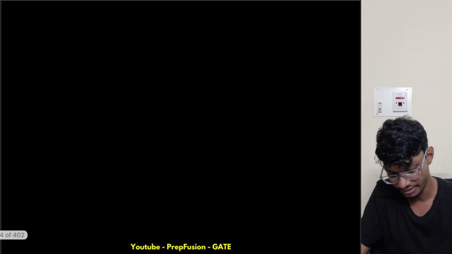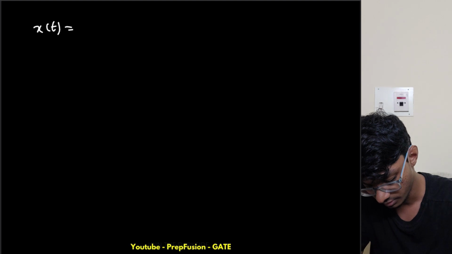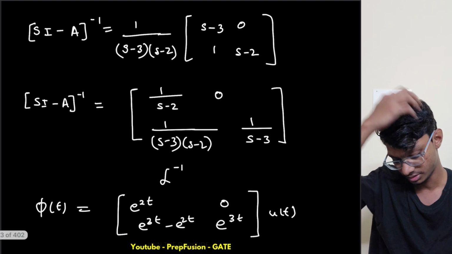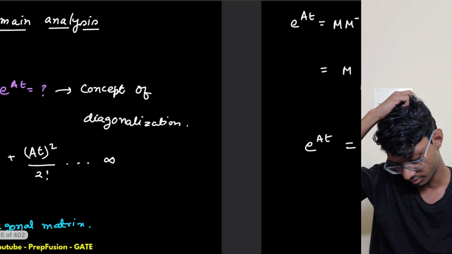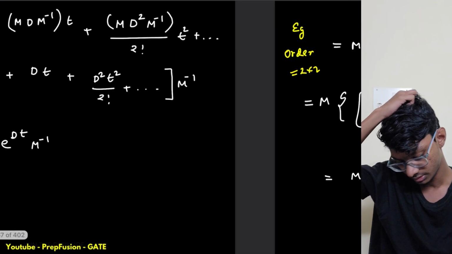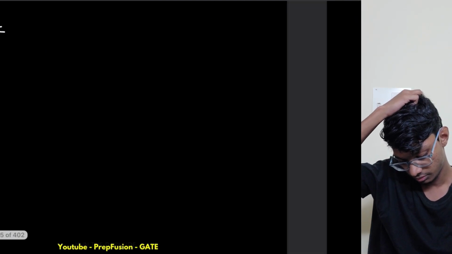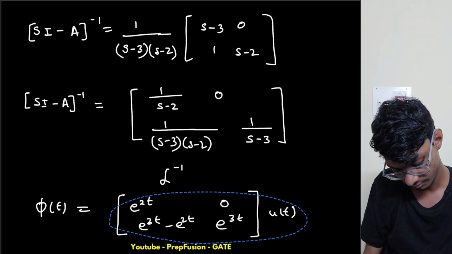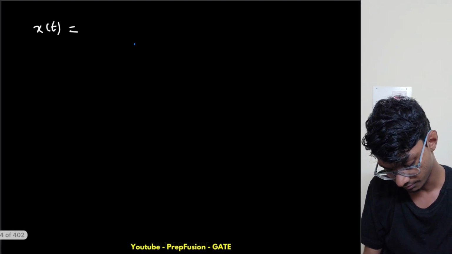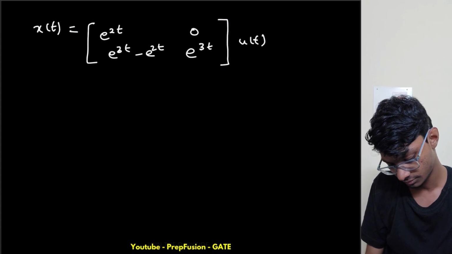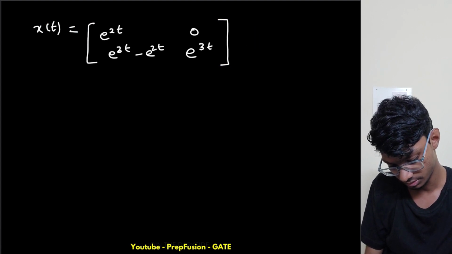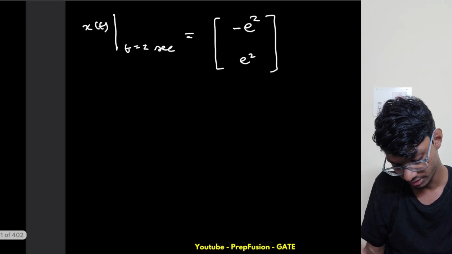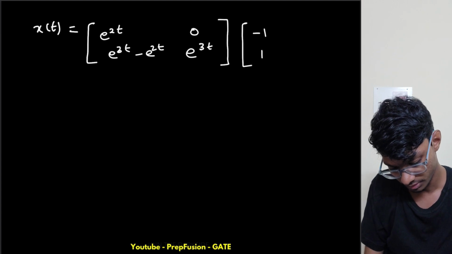So again, for finding x of t, I will simply multiply the matrix. I have to remember the coefficient numbering also; I will change it, no worries. So this x of t will be simply this matrix multiplied with x of 0. What is x of 0? From what I remember, it was minus 1 1. Yeah, minus 1 1.